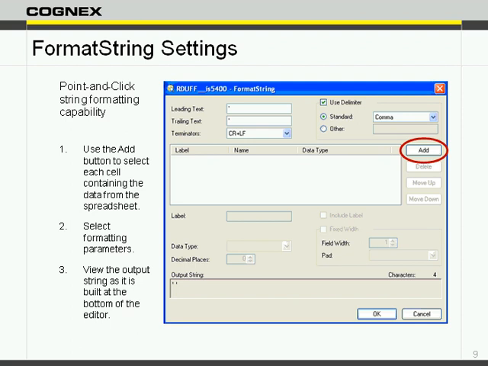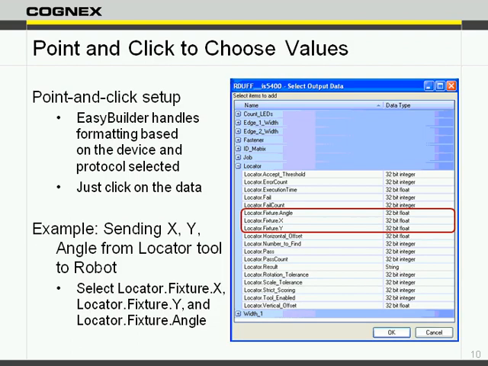Here in the next step, you see that the add button has a red circle around it. And this is where you would go in and decide what type of data you want to send out. Once you click the add button, you can see a list of all the different tools within your job. In this particular case, they've opened the locator tool, which is your fixture. And you can see in the red box, we're going to choose the fixture angle, fixture X coordinate, and Y coordinate. Again, this is very typical information that you send out to a robot.